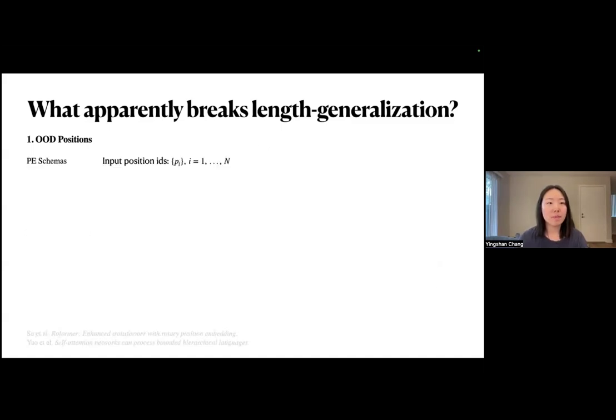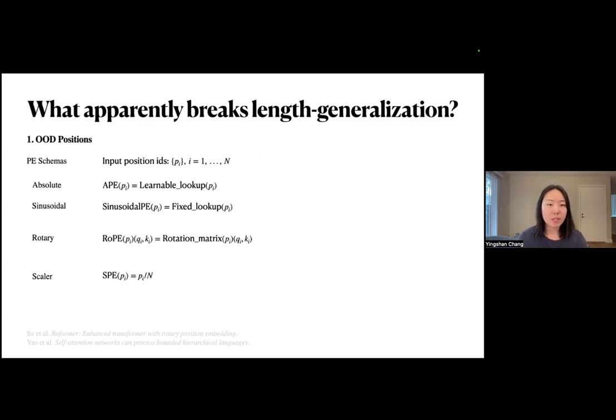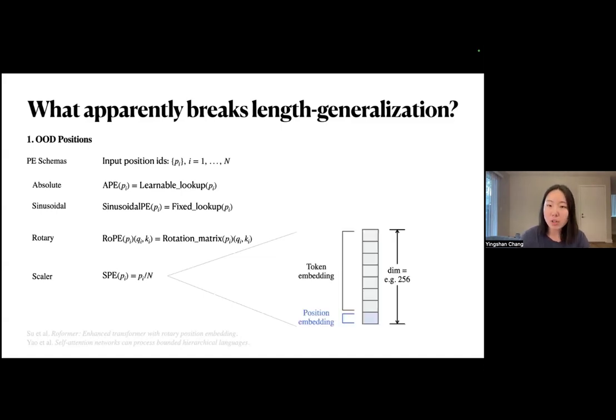So here is a list of position embedding schemas that we used. We have absolute position embedding, sinusoidal position embedding, rotary position embedding, and scalar position embedding. Now it might need a bit of elaboration because it is implemented differently from the additive approach that absolute and sinusoidal PEs take. Here, token embedding and position embedding share the same stream. So you set aside the last entry of the embedding dimension, and you put a scalar, which is the proportion of the current position to the maximum testing sequence length.